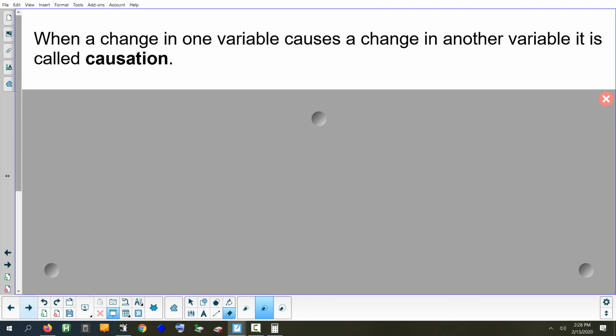So on the back, on your guided notes at the top, where it says a change in one variable causes a change in the other, that is called causation. Okay? Causation means if you change one thing, another thing has to change with it. Has to. It's like directly connected.